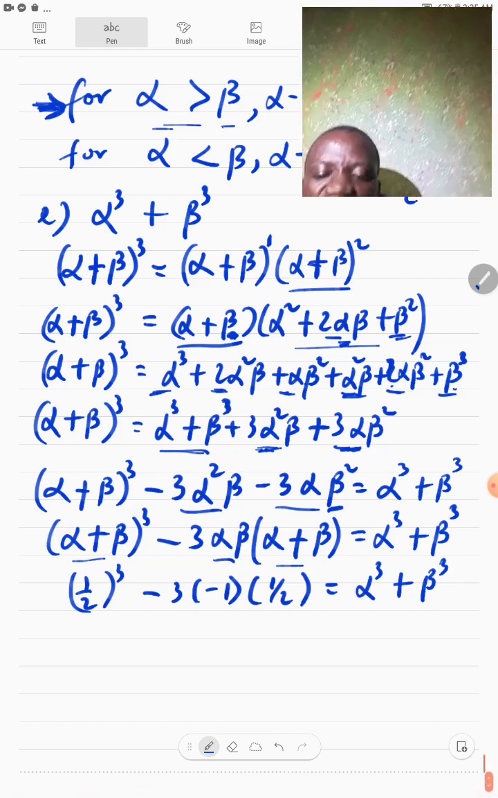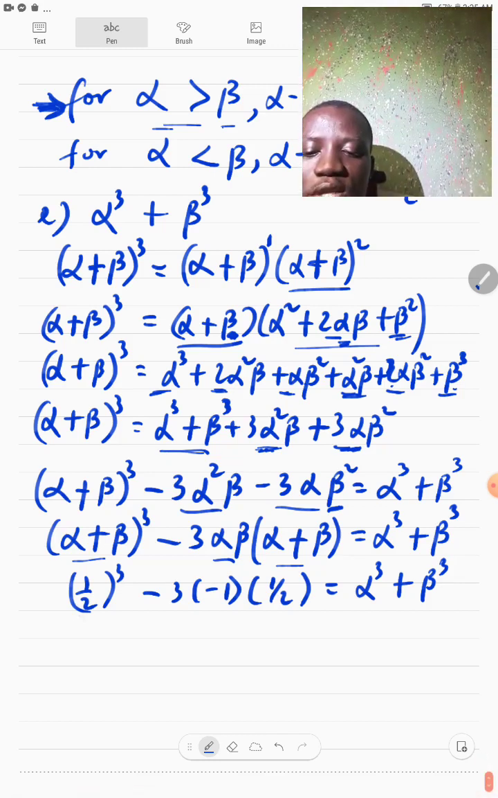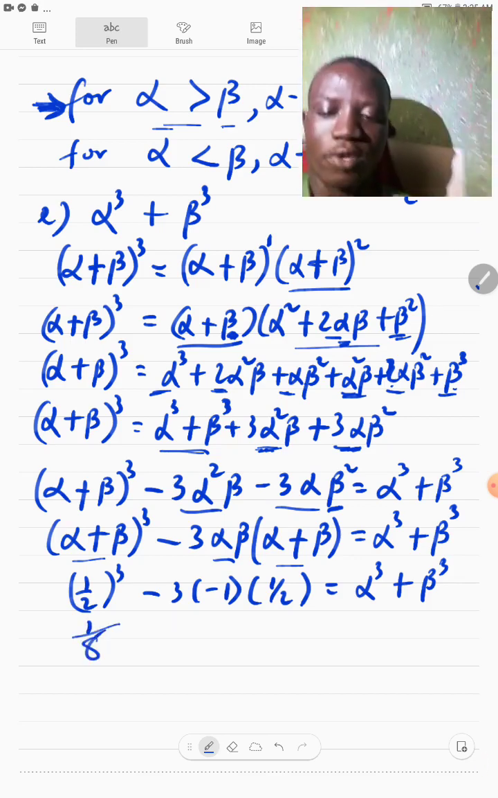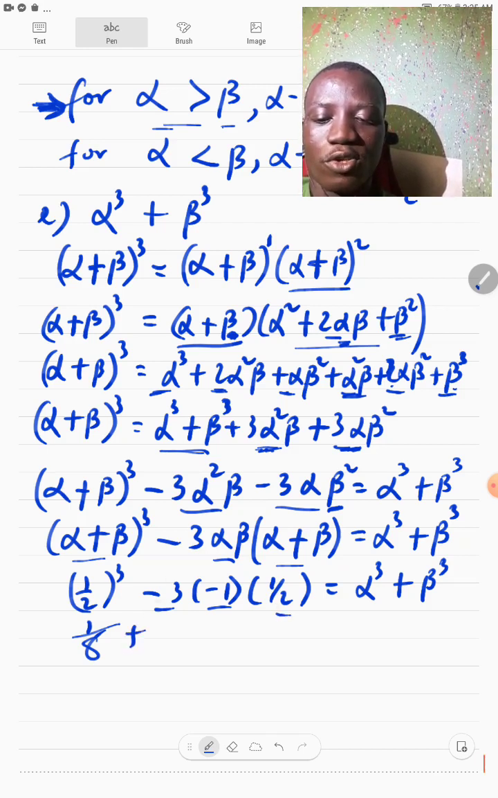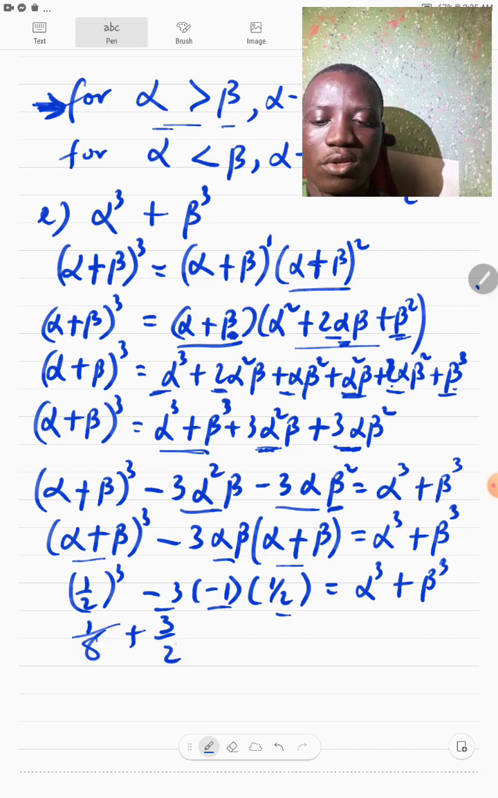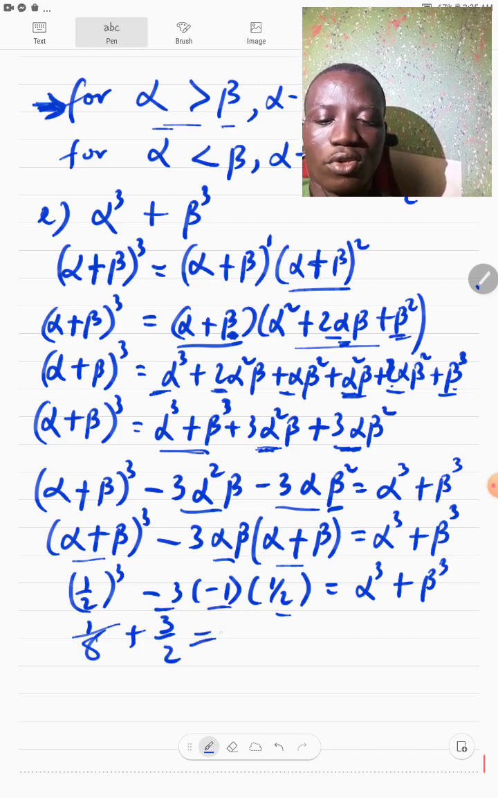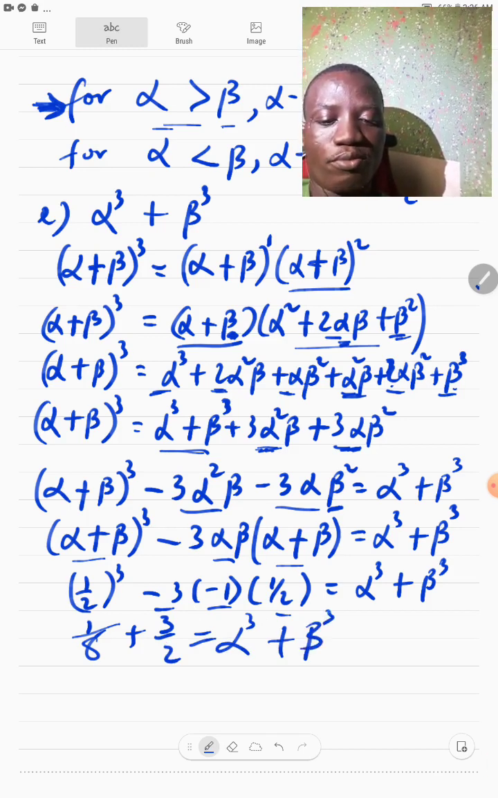All right, so we can still manage this. This will be 1 over 8, because 2 raised to power 3 will be 8, 1 raised to power 3 will be 1. So minus 3 times minus 1, that will give us plus 3. Plus 3 times half, that will give us plus 3 over 2, equals alpha cube plus beta cube.